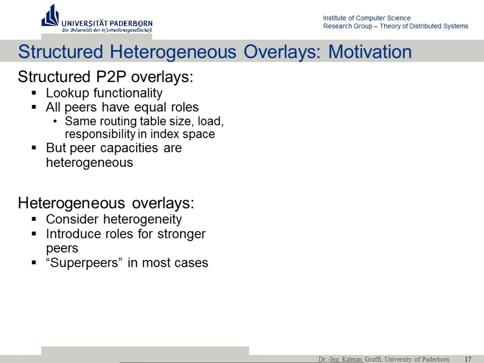So what are these heterogeneous overlays then? They consider the differences in the nodes, and they introduce different roles for stronger peers. Typically, from history, super peers have been used in this case. Previously you had Kazaa and these file sharing networks that had super peers which were more powerful and had more tasks to do, but we will see that's not typically the only way to go.